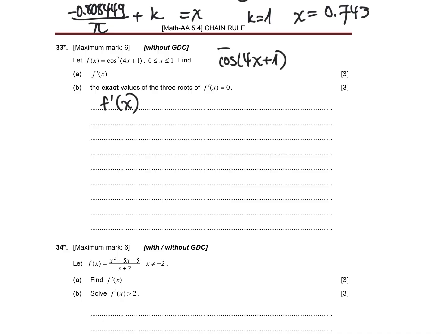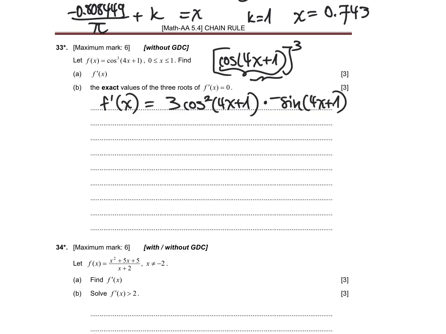All right, 33, we have the derivative of f is going to be, so remember this is cosine of 4x plus 1 cubed. So 3 cosine of 4x plus 1 squared, what I put there, times the derivative of the inside function, which is negative sine of 4x plus 1, times the derivative of the most inside function, which is 4.